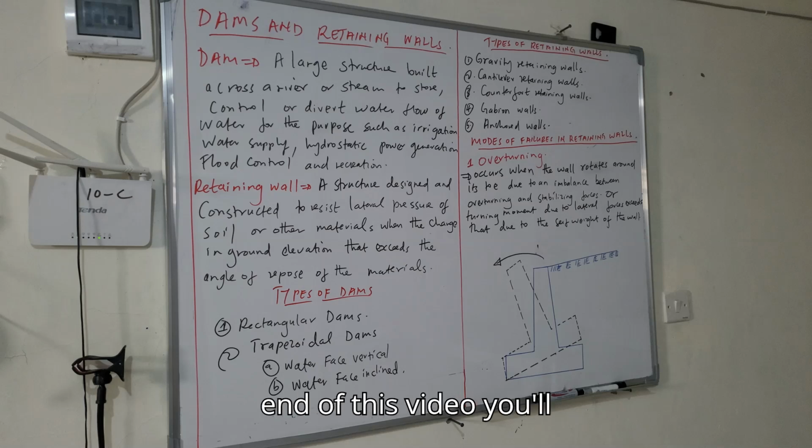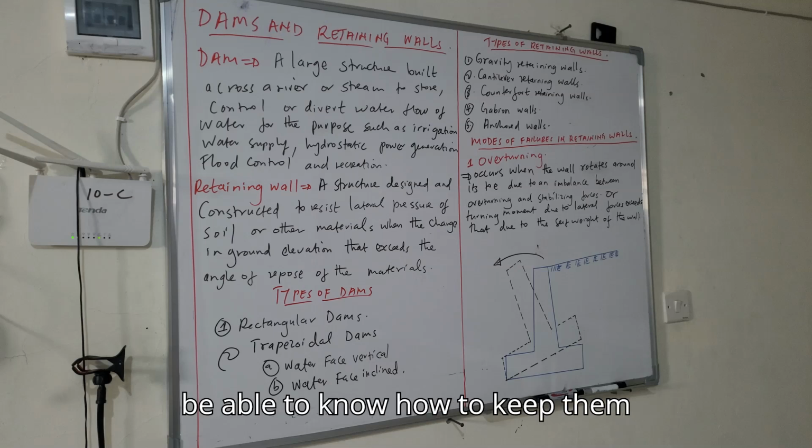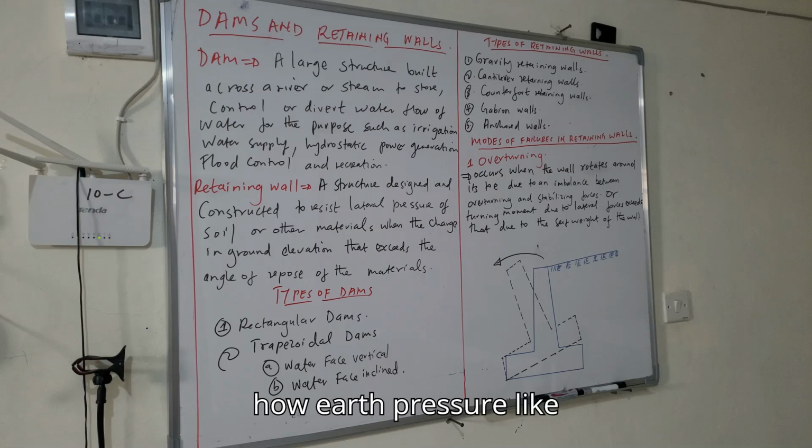By the end of this video, you'll understand their types and how they fail. By the end of the topic, which is retaining walls, you'll be able to know how to keep them stable and how earth pressure, like Rankine's theory, helps us design safe and functional retaining walls.